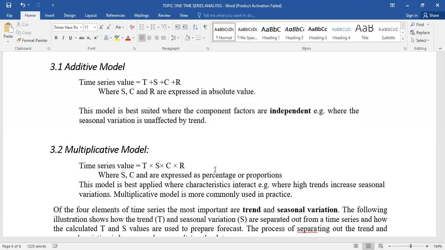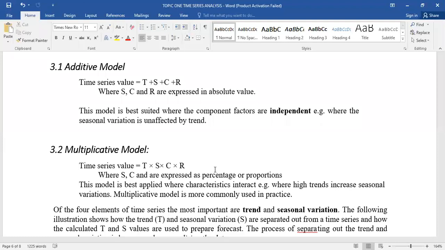So of the four elements in the time series, the most important are trend and seasonal. Now forget about the cyclical. It comes after a long period of time. If you look at the last time we had a war or pandemic in this country, it's a long time. The rationale is most businesses report their financials in one year. At most, the generally accepted accounting principle is one year.